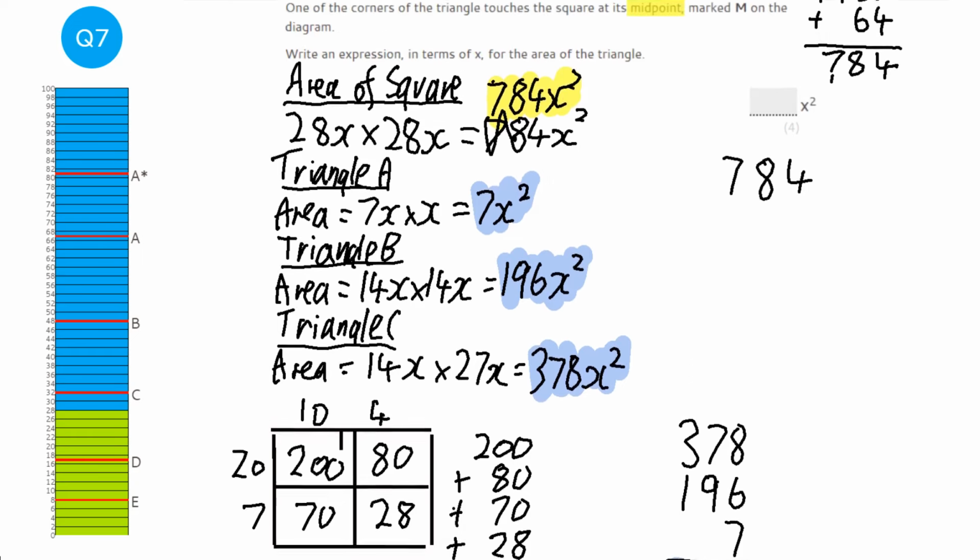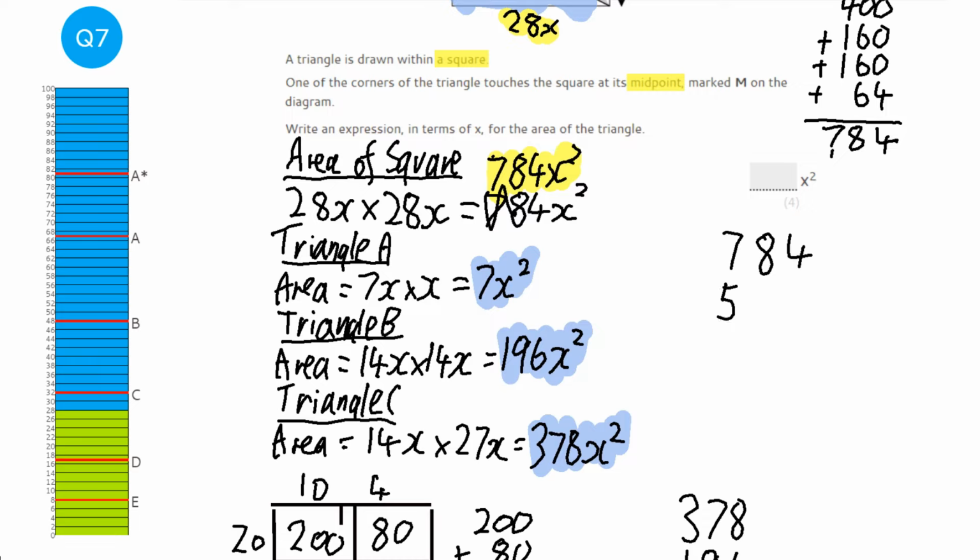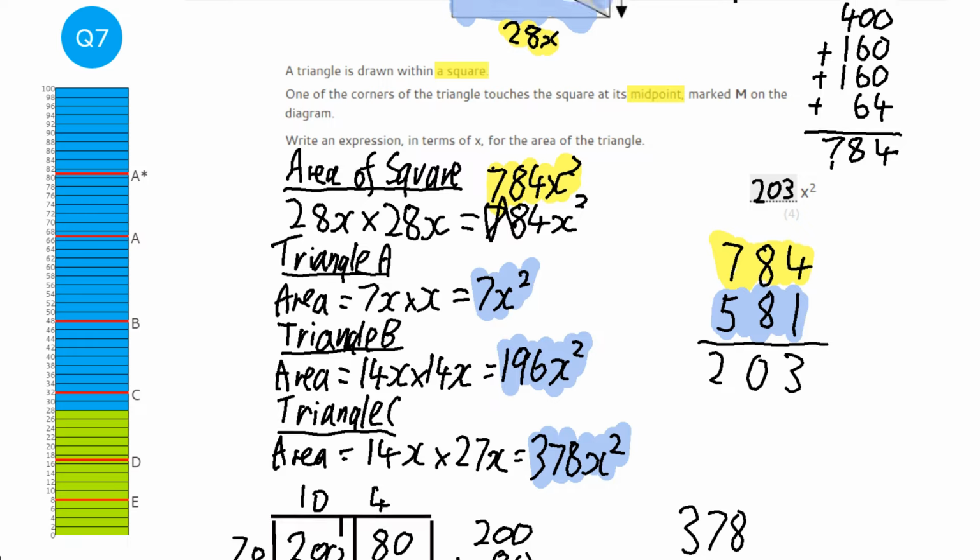So we want to take away 581 from the area of the square. So don't forget that this is the area of the square, and this is the area of the triangles we don't want. So 4 take away 1 is 3, 8 take away 8 is 0, 7 take away 5 is 2. So the answer is going to be 203x squared.